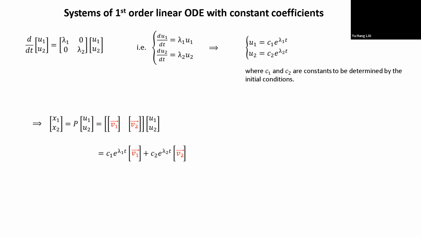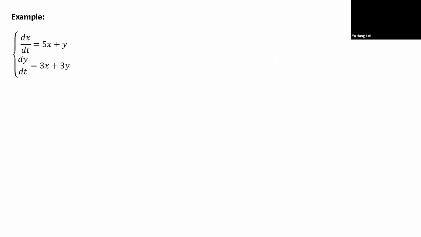Just an example with some real numbers. If I have this system, what is the first step? First of all, write it in matrix form.